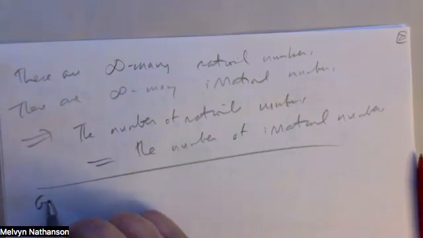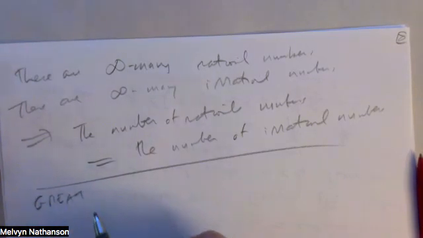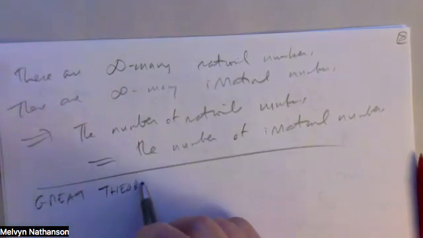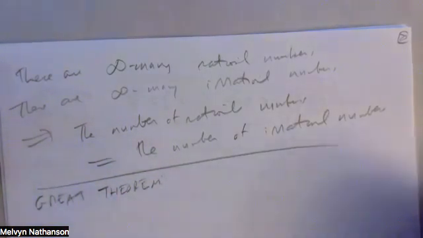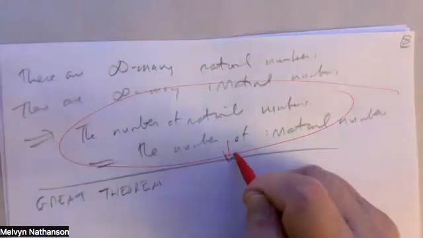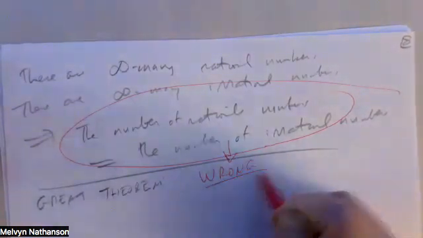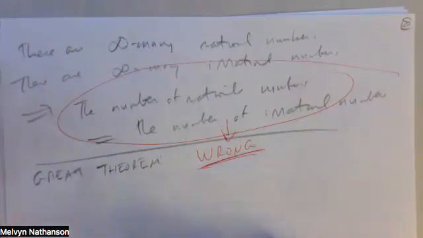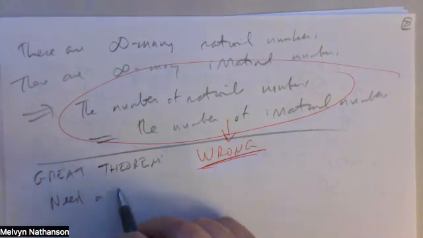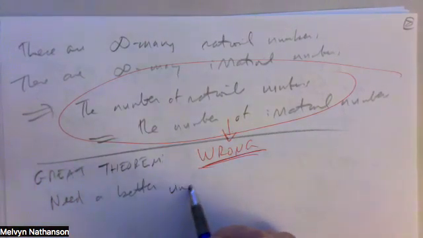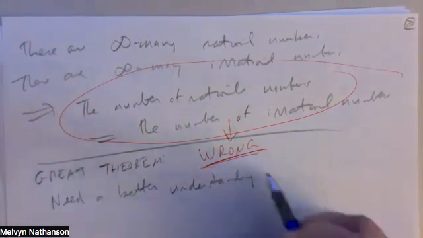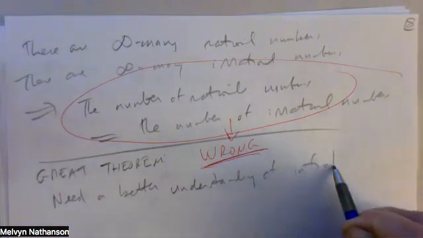So what is going to be the great theorem in this chapter, though I'm not going to prove it until Monday, is that this statement is wrong. You may have many rationals and many irrationals, but you don't have the same number of each. And the reason it's wrong is we need a better understanding of infinity.